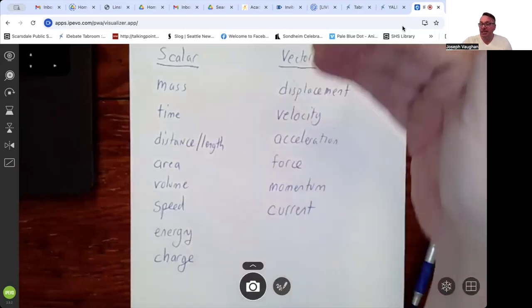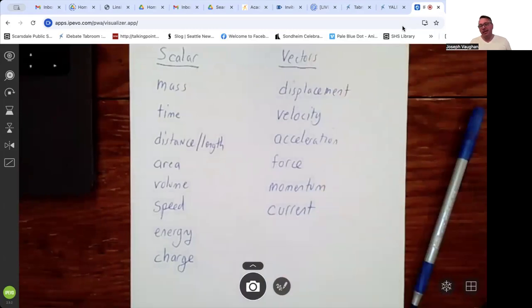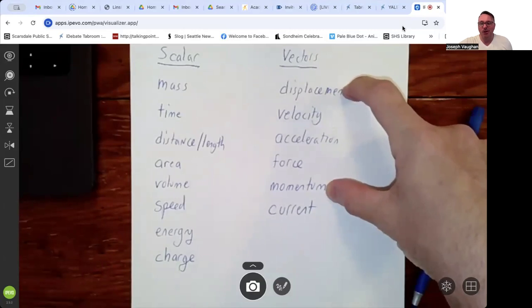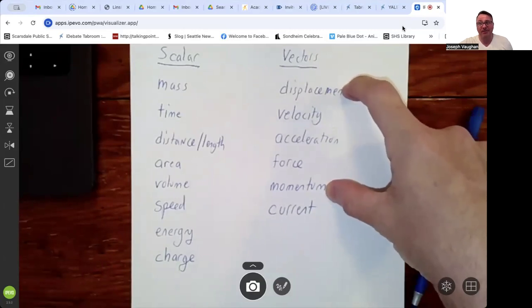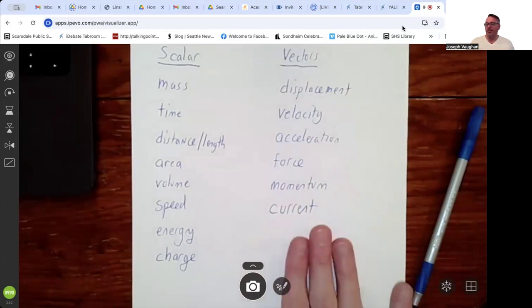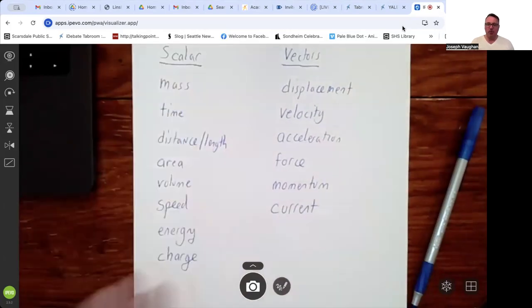So this is not the complete list in all of physics, but these are going to get us through pretty much the first semester and a half, and then we'll see some new quantities that may end up adding onto this list. We'll definitely see more, but this is a good starting point. So, vectors versus scalars.